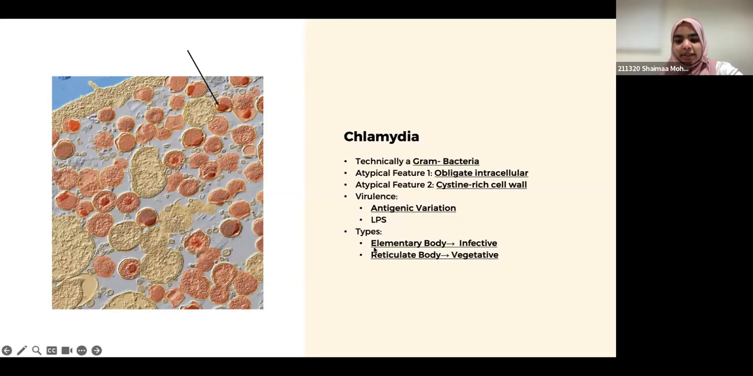Chlamydia exists in two states. First is the elementary body. When chlamydia is in an elementary body, it can infect other cells. It basically causes an infection. But when it's in a reticulate body, it's not going to infect other cells. It's going to stay where it is and just multiply. It's a vegetative state, multiplying and metabolizing, but there's no infection. It's only going to infect when it's an elementary body. So it has two states: a state that infects and a state that just multiplies and divides.